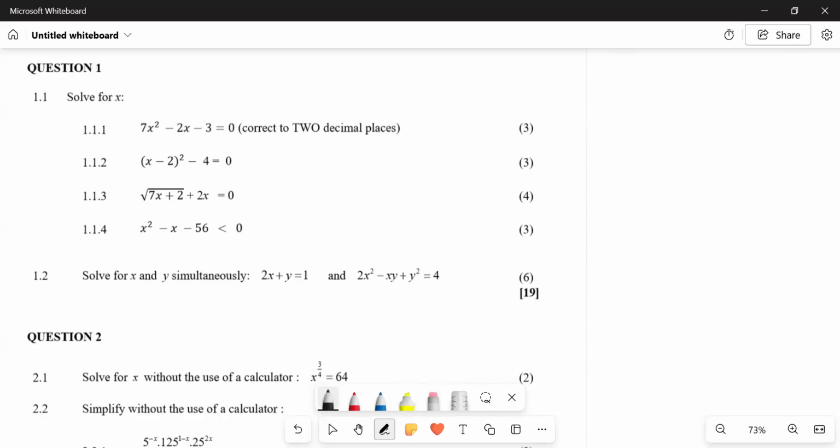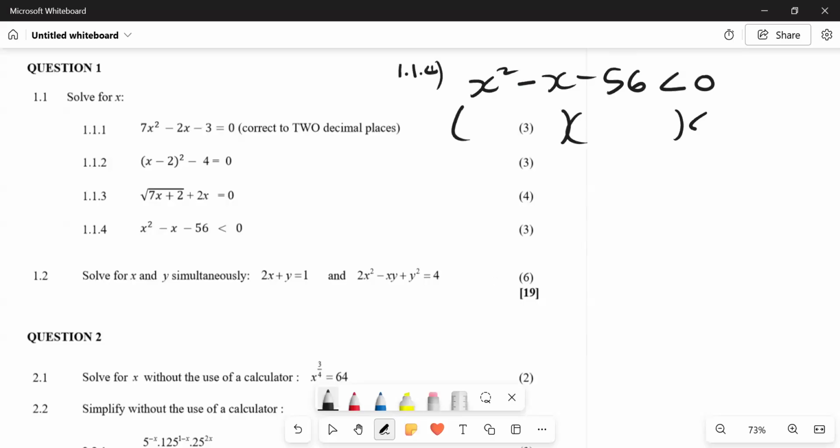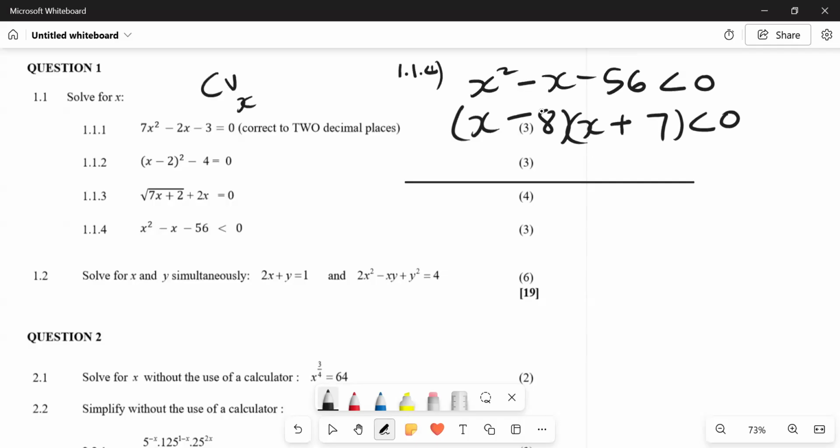Now, 1.1.4, inequalities. Now, x squared minus x minus 56 less than 0. You open two brackets. You have your x and your x there, 8, 7, minus and plus. Draw your number line. What are your critical values? x equals 8 or x equals negative 7.